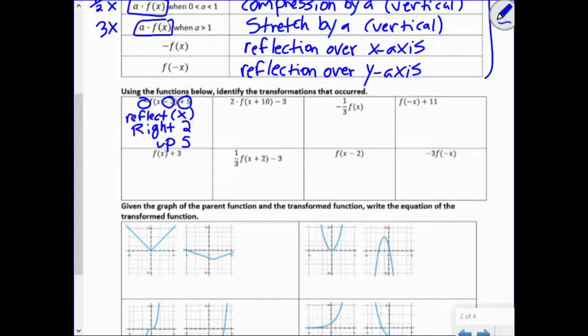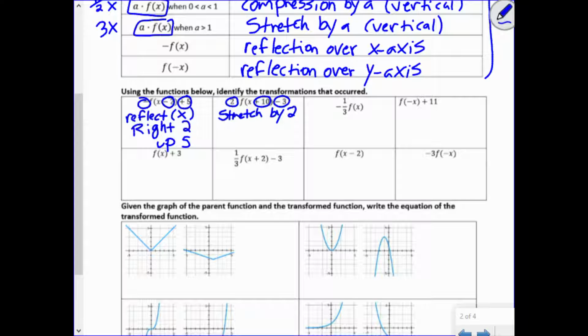What in this one is a transformation? What would I circle? Okay, so this is a transformation. This is a transformation. And then the 2 is also a transformation. So everything that's not f of x is a transformation. So what is the 2 at the very front? What transformation is that? It's a stretch because 2 is greater than 1. So when you multiply by 2, that's a stretch by 2.